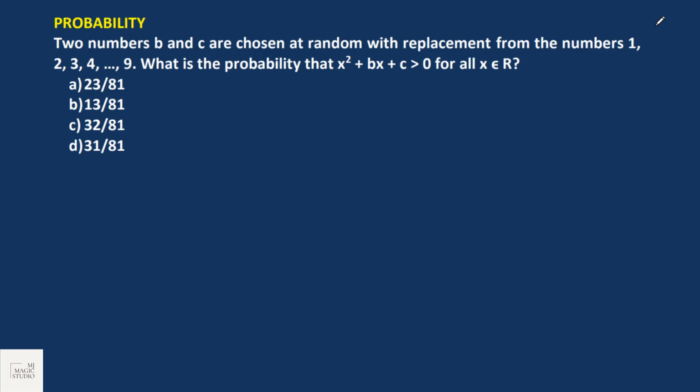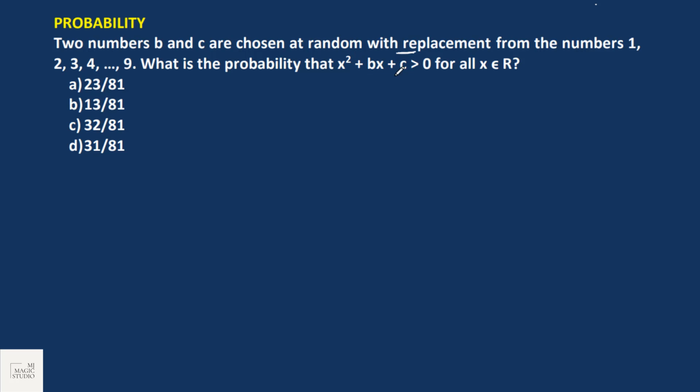Next one from probability on your screen. You know the drill. Pause. Try to solve it yourself first. Two numbers B and C are chosen at random with replacement. That means the values of B and C can be the same. From the numbers 1, 2, 3, 4, 5 till 9. That means 9 numbers are given.